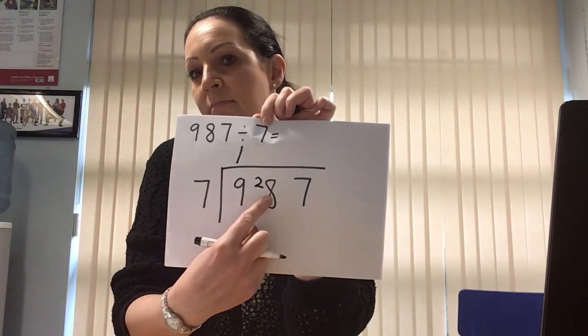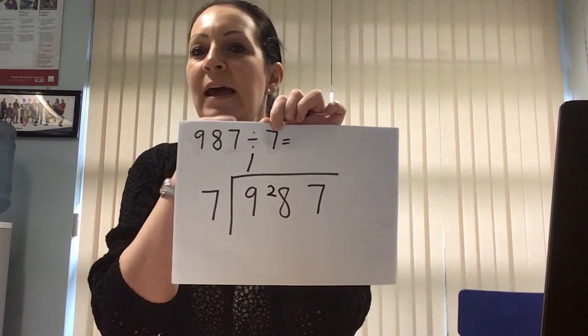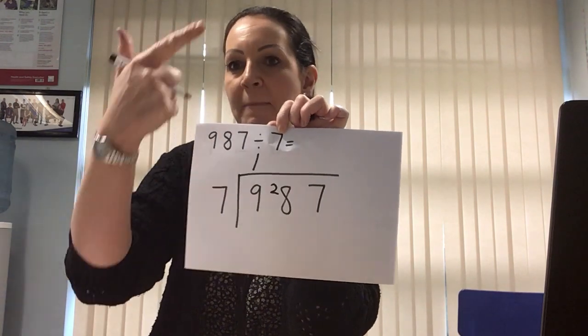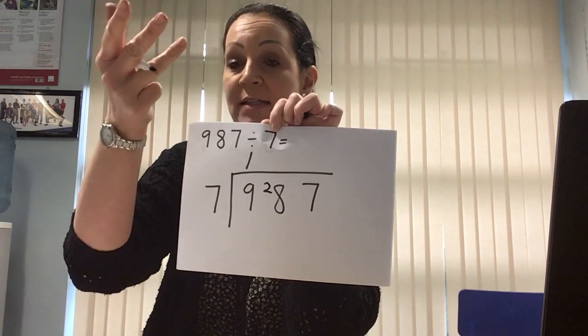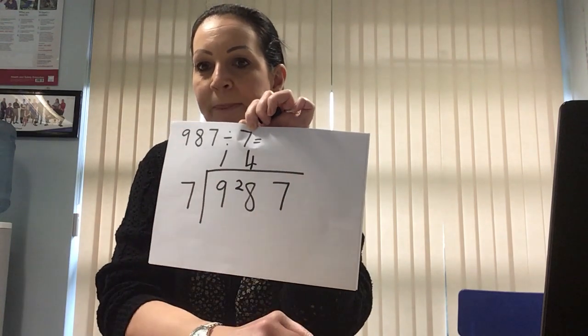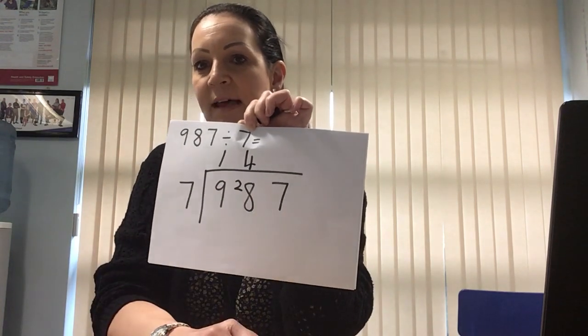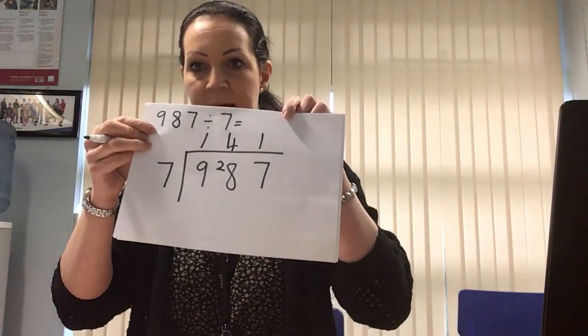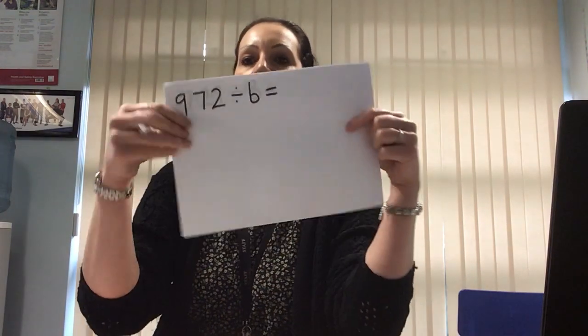Now, is 28 a multiple of 7? 7, 14, 21, 28, it is. Okay, 4 lots of 7 are 28. Okay, so 7 times 4 makes 28, which is what we had here. And then we've got the last number. How many 7s go into 7? That's 1. So 987 divided by 7 would be 141.